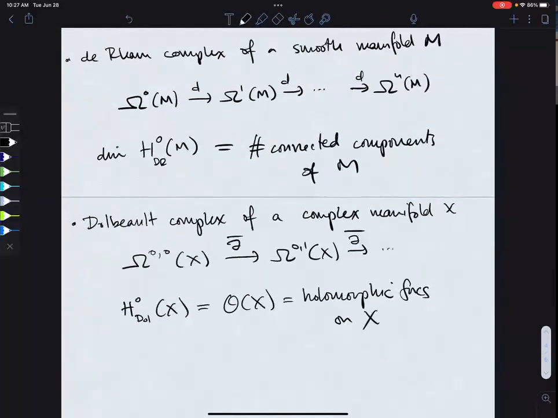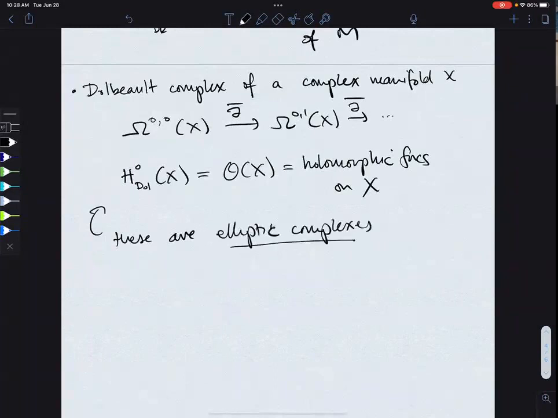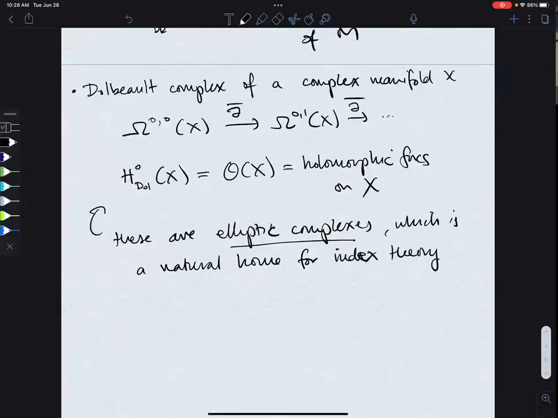Maybe I should remark that this operator D, the exterior derivative, and this operator del bar are elliptic in nature. These are what are called elliptic complexes, which are a natural home for index theory, like the Atiyah-Singer index theorem. So there's lots of wonderful results about elliptic complexes, generalizing the results you know about elliptic operators.